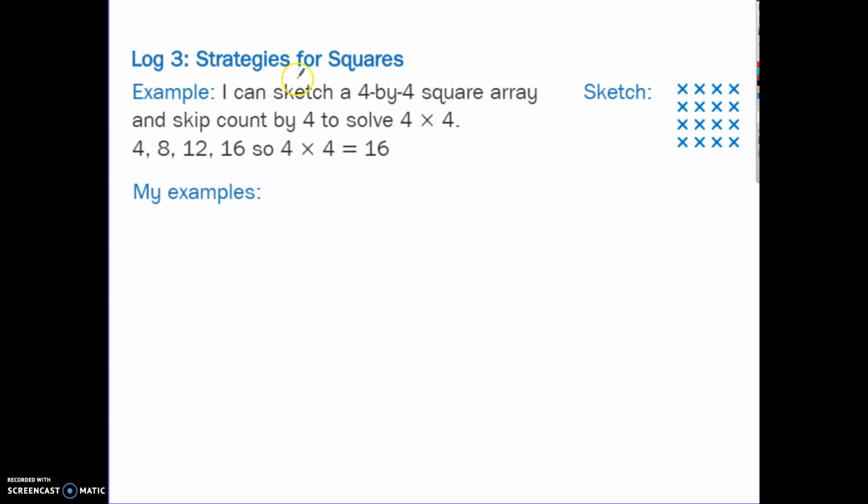Strategies for multiplying squares. Well, I can sketch a 4 by 4 square array and skip count by 4s to solve 4 times 4. So let's try this. I want to figure out 3 times 3. I made an array for 3 times 3. I know there's 3 in each row, so I can just skip count 3, 6, 9.